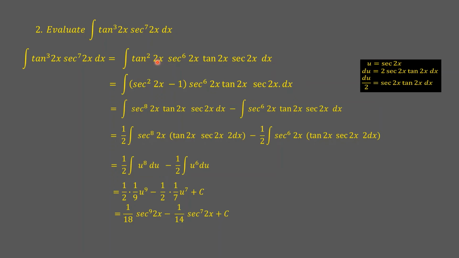Recall the identity that 1 plus tangent squared of x is equal to secant squared of x. Hence, tangent squared of 2x can be expressed as secant squared of 2x minus 1. And this integral is given by the integral of secant squared of 2x minus 1 times secant to the 6th of 2x times tangent of 2x times secant of 2x dx. If we apply the factors, we come up with the integral of secant to the 8th of 2x tangent 2x secant 2x dx minus the integral of secant to the 6th of 2x tangent of 2x secant of 2x dx.